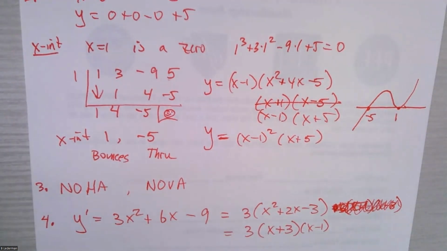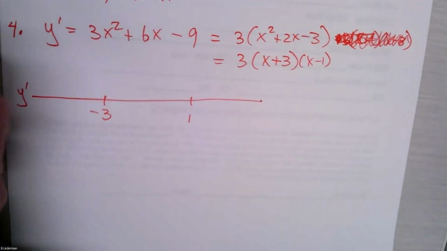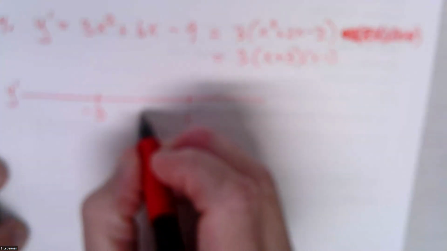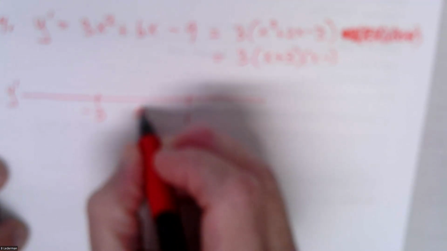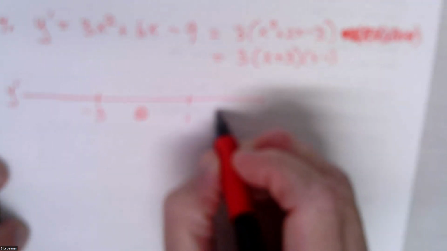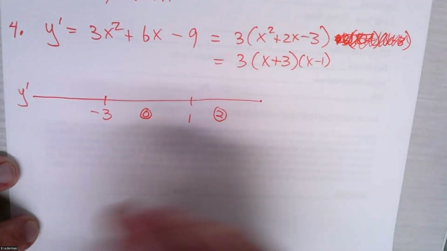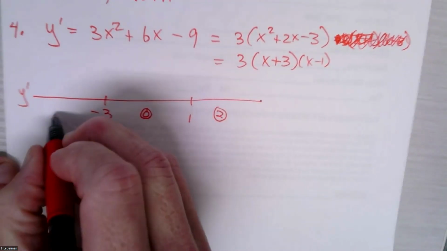That's a life lesson. Now, we have our critical numbers here: -3 and +1. So let's put this on a little number line. Let's get some test points here. I just love making 0 a test point. Let's make 2 a test point, and let's make -4 a test point.